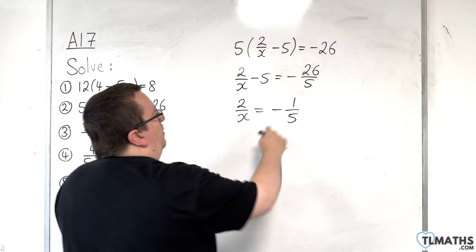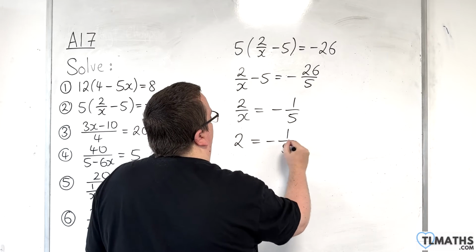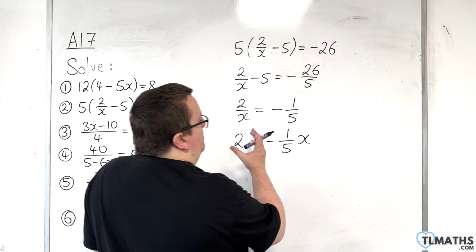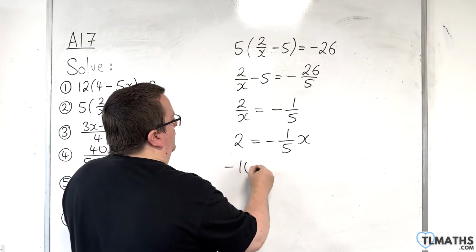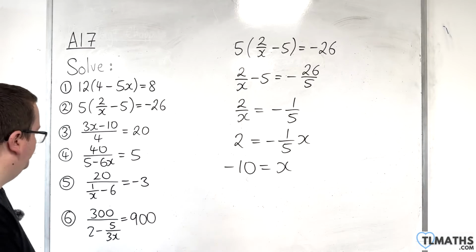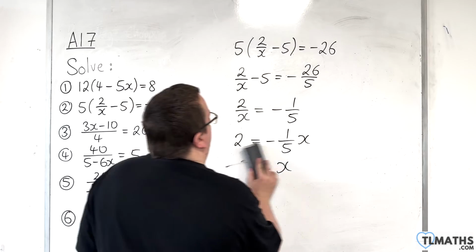If we then multiply both sides by the x, and then multiply both sides by minus 5 to get rid of the minus sign as well, then x would be equal to minus 10. Okay.